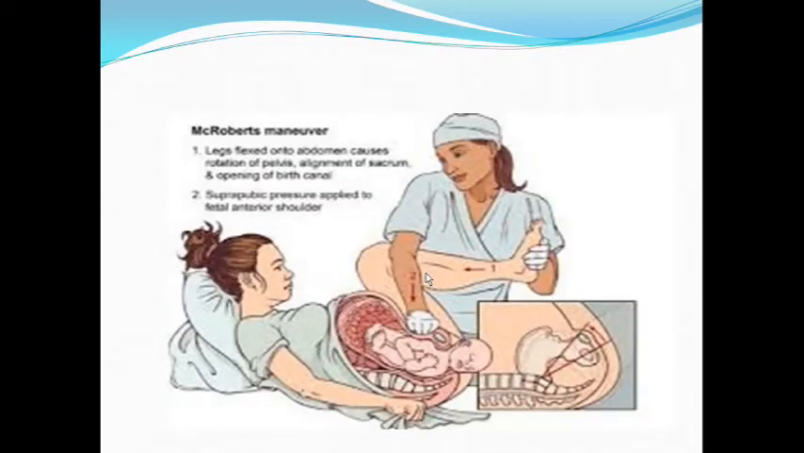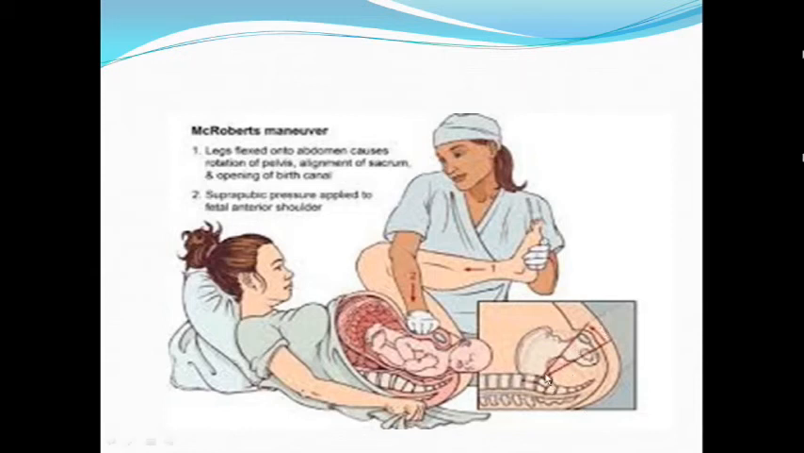This is the McRoberts maneuver. Actually, suprapubic pressure is not the McRoberts maneuver. It is only extension of flexion at the hip and flexing the knee towards the abdomen. That is the McRoberts. Legs flexed onto the abdomen cause rotation of the pelvis, alignment of the sacrum, and opening of the birth canal. So what happens when you flex your knees towards your abdomen? What happens?